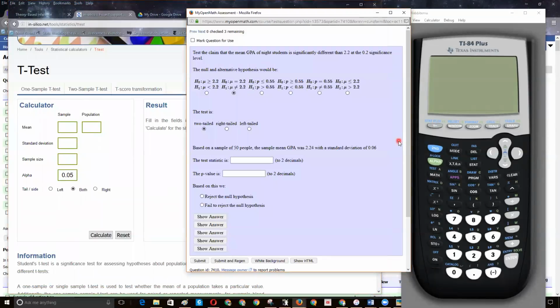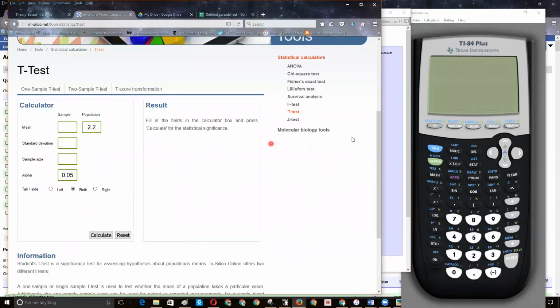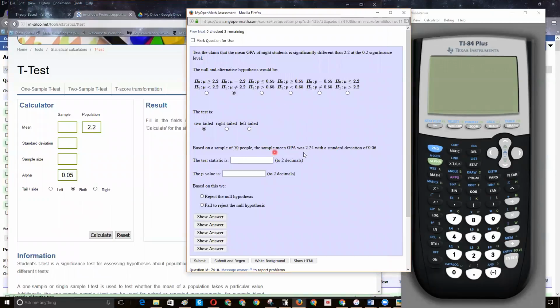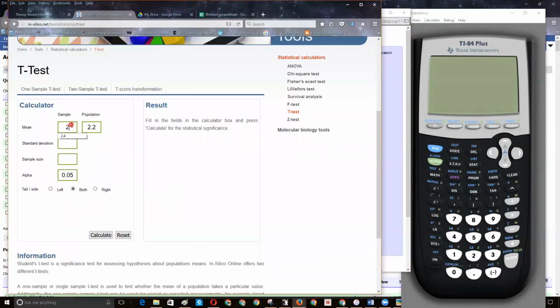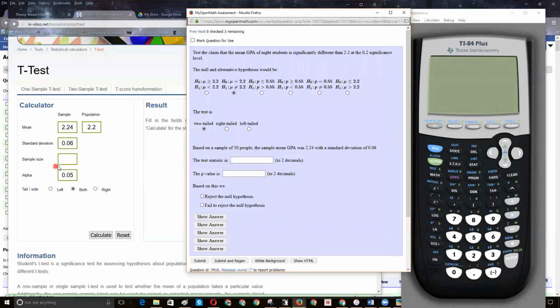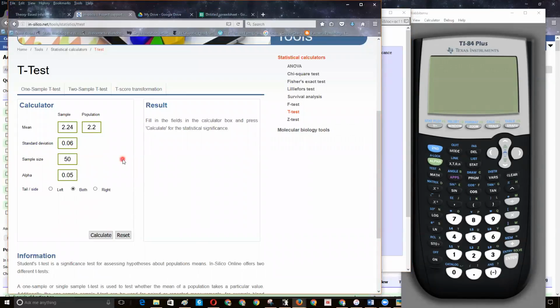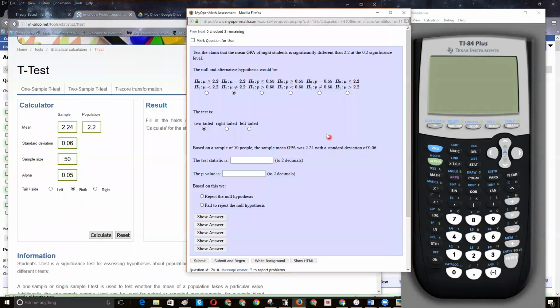So then, let's see, 2.2 is the hypothesized center, and our sample mean was 2.24, and our standard deviation for the sample was 0.06, pretty small standard deviation, and we get a sample size of 50, so that's larger than 30, so the central limit theorem will hold, and it doesn't matter. Notice they didn't say anything about the shape of the distribution of the mean GPA of night students.